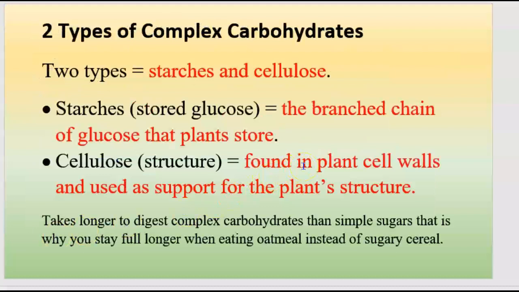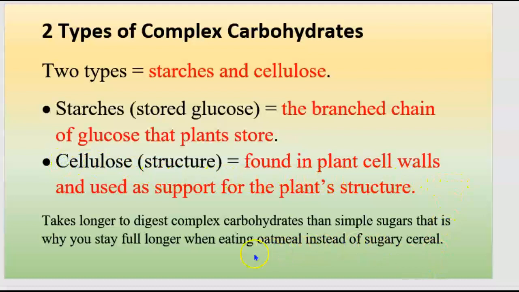There are two types, just to reiterate. There is starch and there is cellulose. Starch is a stored glucose. It's the branched chains that plants store. So think of it like a big potato. The cellulose structure is in plant cell walls, and it's used to support the plant's structure.